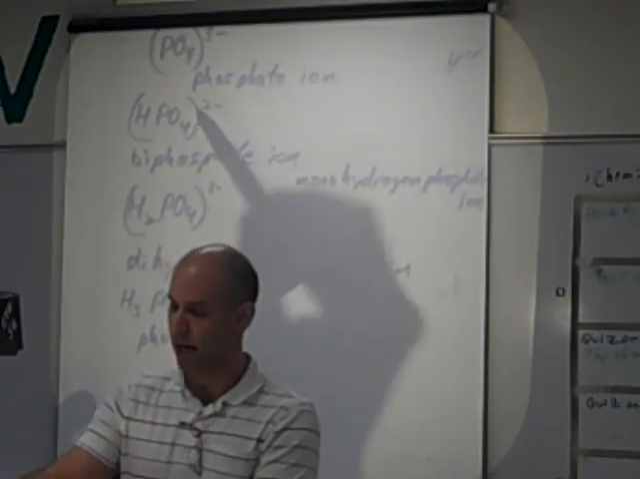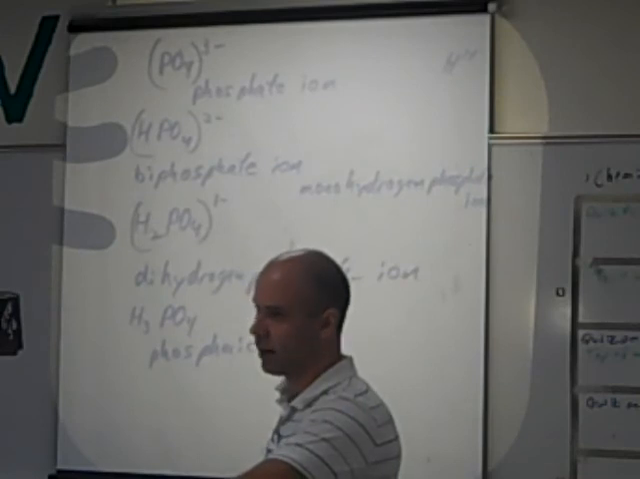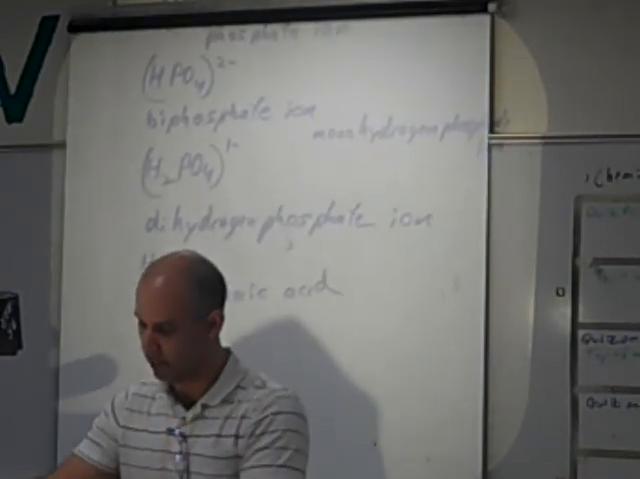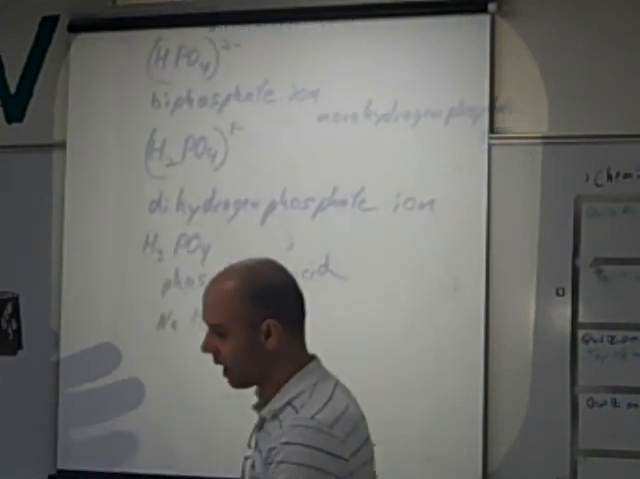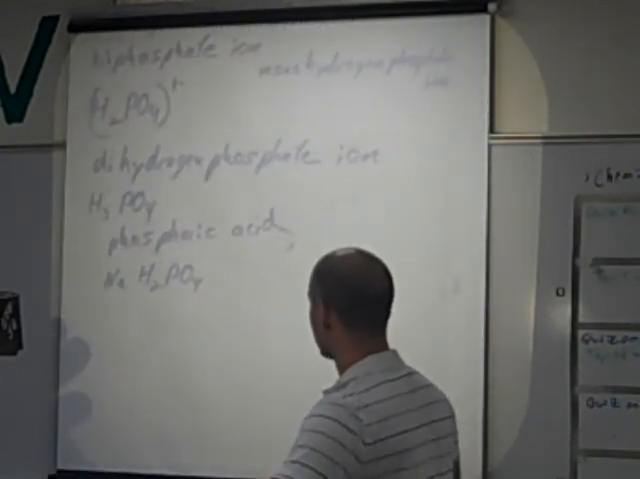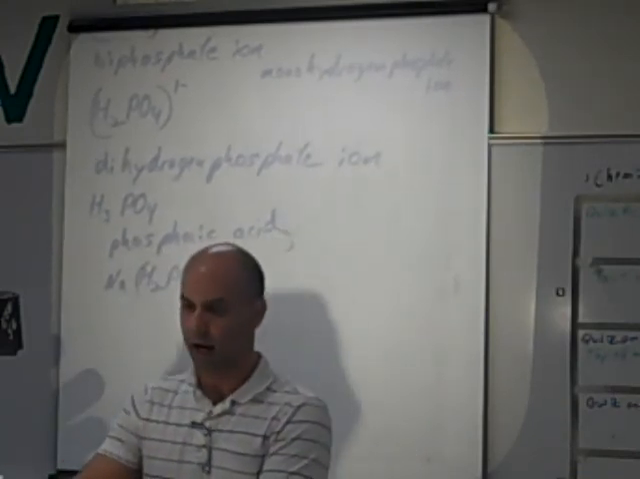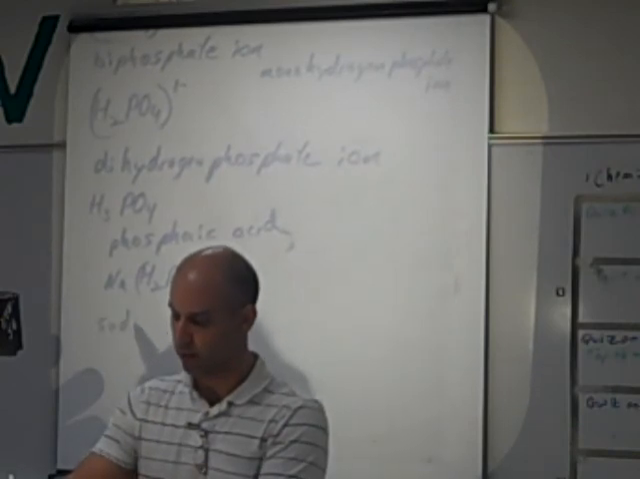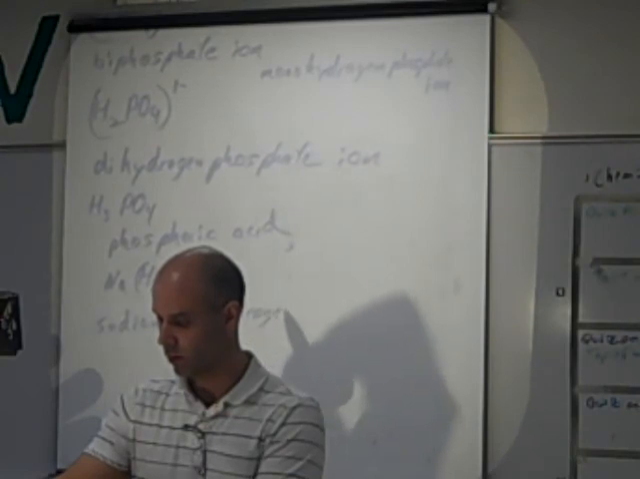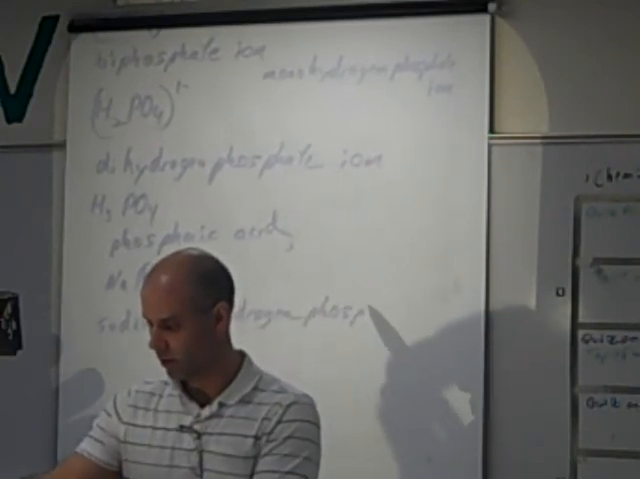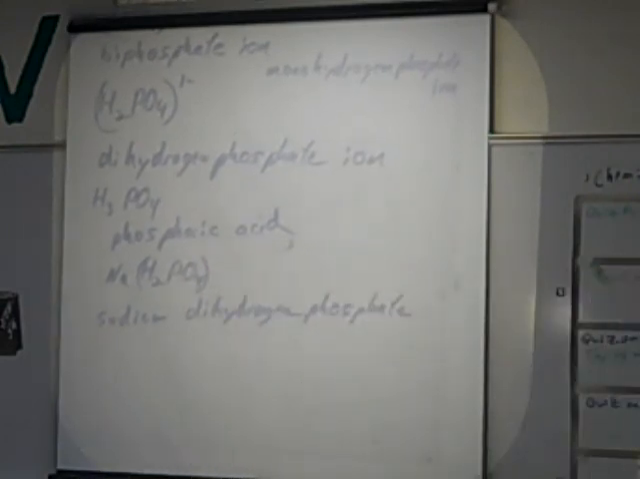As far as these guys go, I wrote them separately as ions, but you really don't find them as ions. What really happens is you find them as neutral compounds like this. NaH2PO4. So what would the name of NaH2PO4 be? There's my anion, there's my cation. This would be sodium dihydrogen phosphate. We don't write the word ion because it doesn't have a charge.